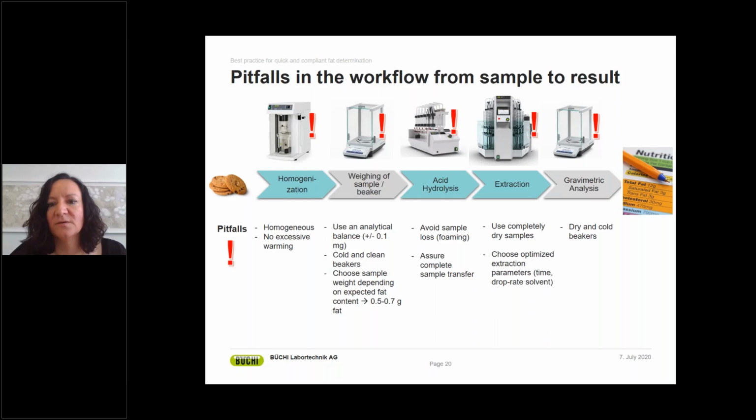So after the extraction, the beakers are dried in a drying oven as well, cooled down in a desiccator, and then they're weighed. So it's important that your procedure for weighing is the same for the tare weight as well as for the weighing of the extracted fat. And then you get perfect results for fast and compliant fat determination.